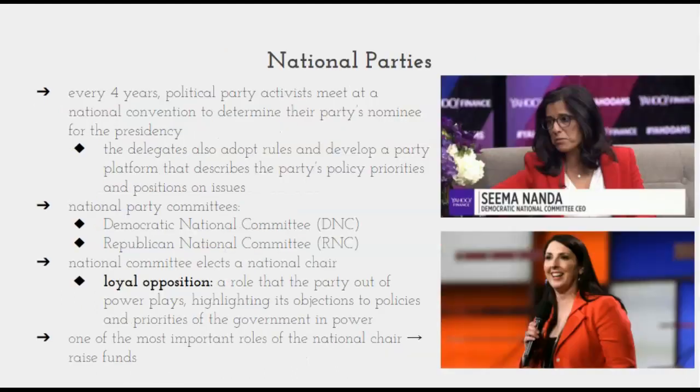Taking a look at the national parties, every 4 years, the political party activists meet at a national convention to determine their party's nominee for the presidency. The delegates also adopt rules and develop a party platform that describes the party's policy priorities and positions on issues. The national party committees are known as the Democratic National Committee, or the DNC, and the Republican National Committee, or the RNC. The National Committee then elects a national chair. One of the most important roles the national chair plays is raising funds.